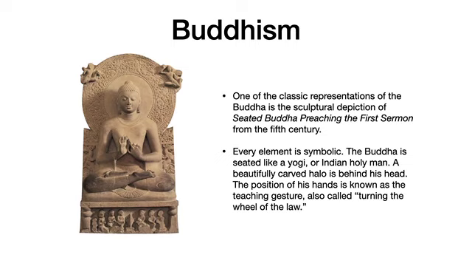One of the classic representations of the Buddha is the sculptural depiction of the seated Buddha preaching the first sermon from the 5th century. Every element is symbolic. The Buddha is seated like a yogi or an Indian holy man. A beautifully carved halo is behind his head. The position of his hands is known as the teaching position, also called turning the wheel of the law.